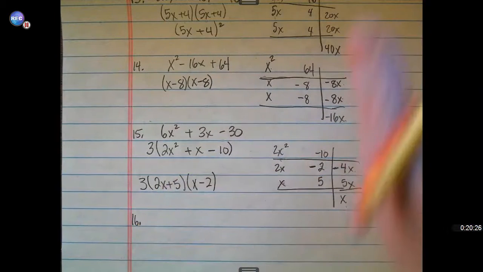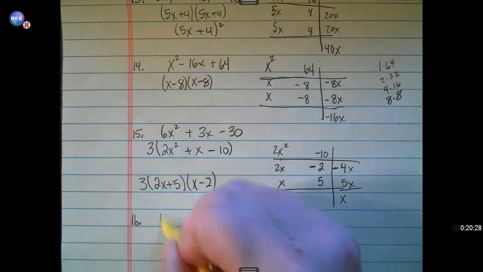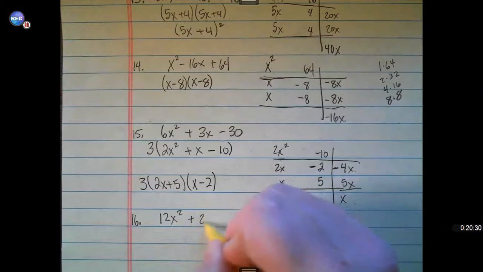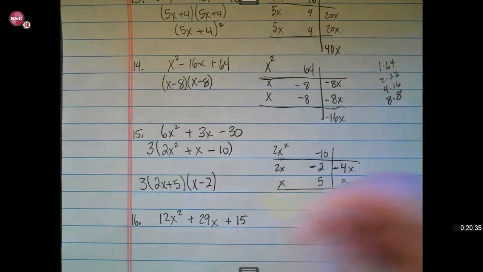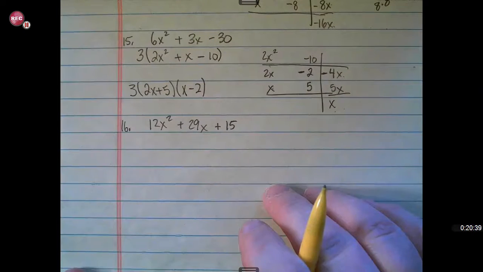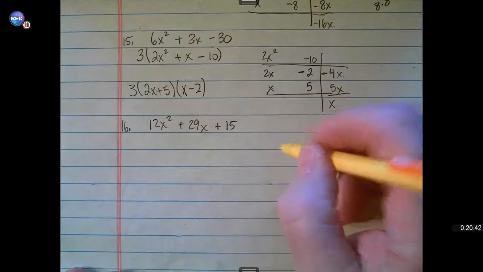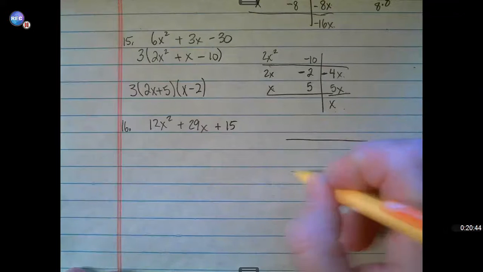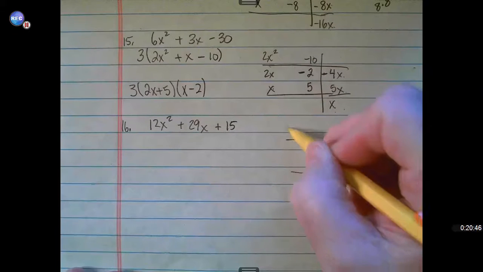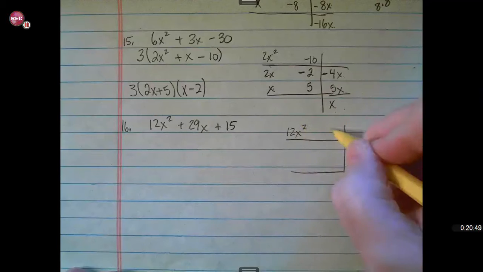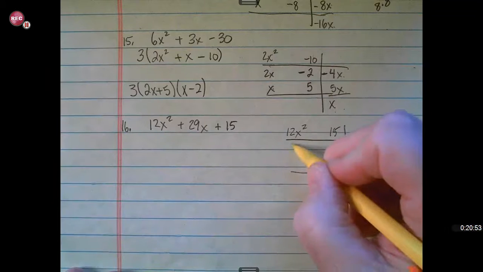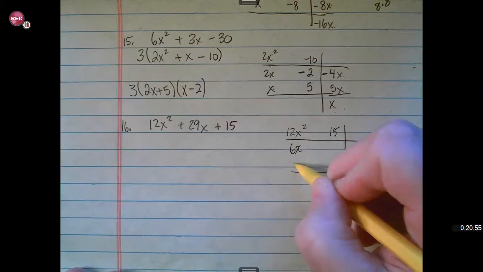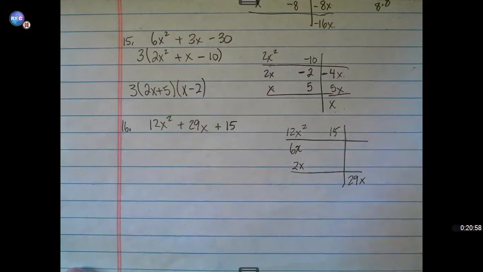16, moving right along. 12x squared plus 29x plus 15. Well, I know there's no greatest common factor because 29 is prime. So I go right to my factor puzzle. And 12x squared goes here, 15 goes here, and 29 down here. I just have a funny feeling that it's going to be 6x and 2x.